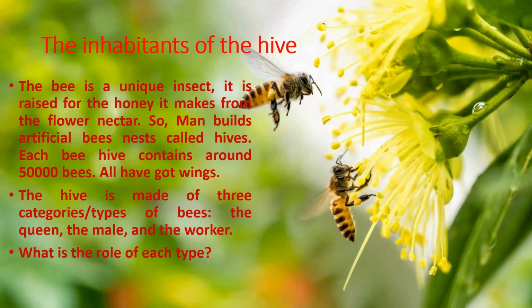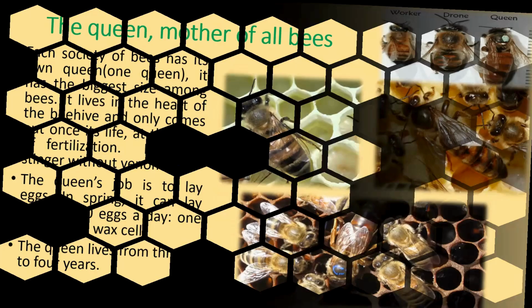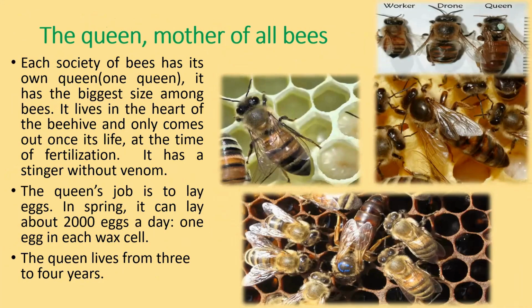The hive is made up of three categories or types of bees: the queen, the male, and the worker. So, what is the role of each type? The queen, the mother of all bees. Each society of bees has its own queen. It has only one queen. It has the biggest size among the bees.